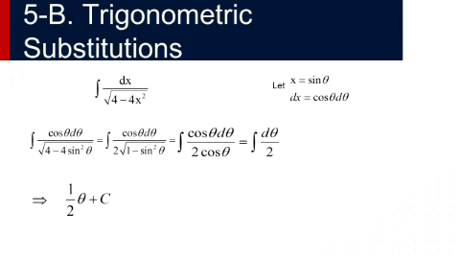Plus, we know that 1 minus sine squared theta equals cosine squared theta. So we can replace that, and the radical of cosine squared theta is just cosine theta. Thus, our integral simplifies to cosine theta d theta over 2 cosine theta. If we simplify that even further, we'll get the integral of d theta over 2. The integral of that will just be 1/2 theta plus c.